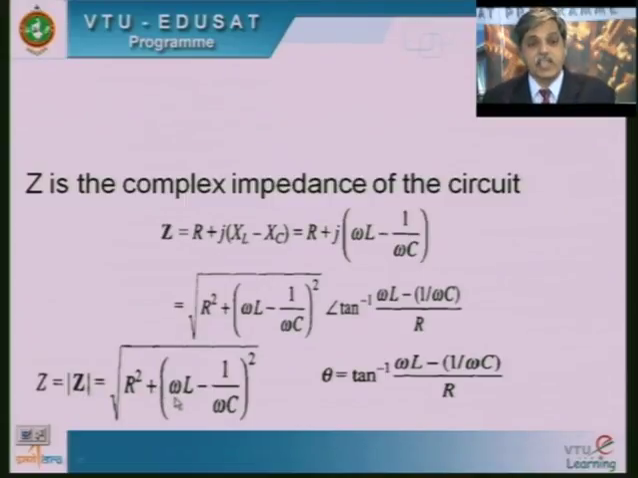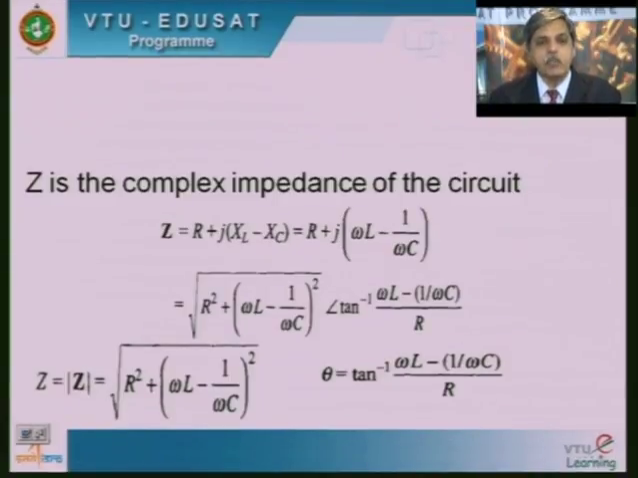If omega L is larger than 1 by omega C, the second term under the square root will be positive, and I get a value of impedance. If omega L is less than 1 by omega C, then the capacitance will be dominating. I get a term inside the brackets that is negative, but since I am squaring it, I get a positive value again. Therefore the impedance magnitude is always positive. Magnitude in the case of impedance cannot be negative because I am applying the Pythagoras theorem to get the value of the impedance.